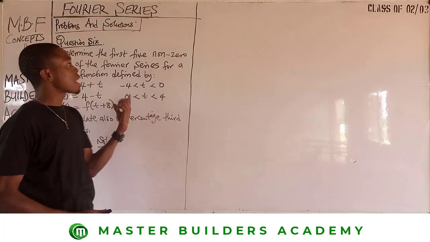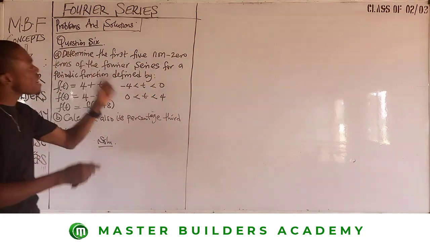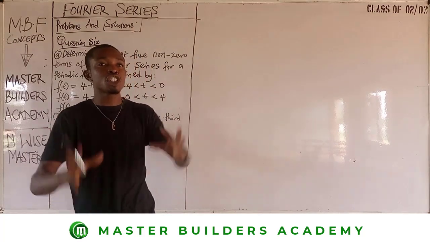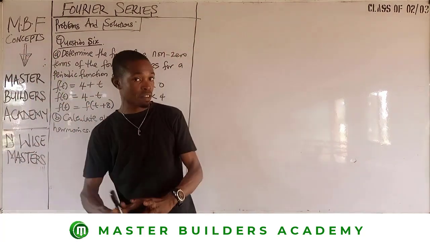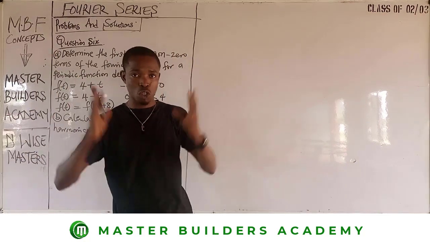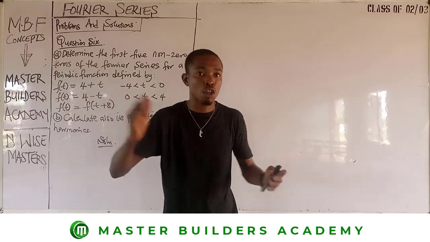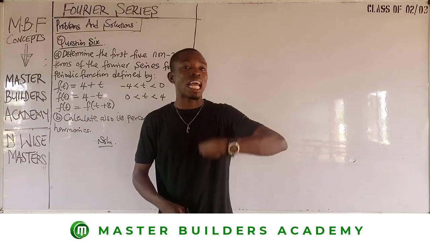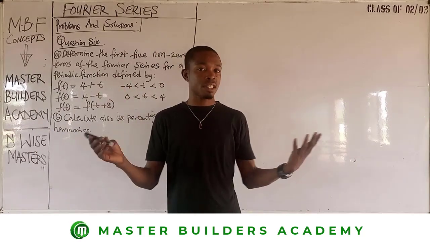So the same thing is applicable here. We are asked to find the first 5 non-zero. That means some will definitely give us 0. So it is not the first 5 coefficients we solve for, but the first 5 non-zero. Before we can get the first 5 non-zero, we may have solved up to like 8 coefficients.